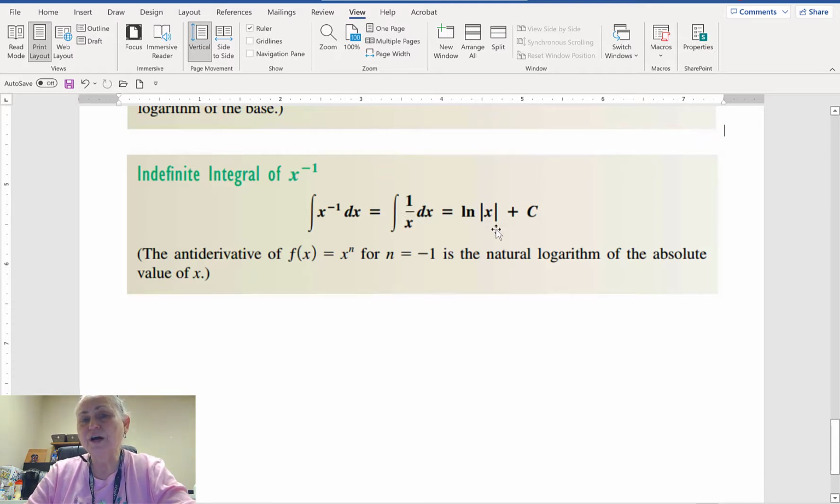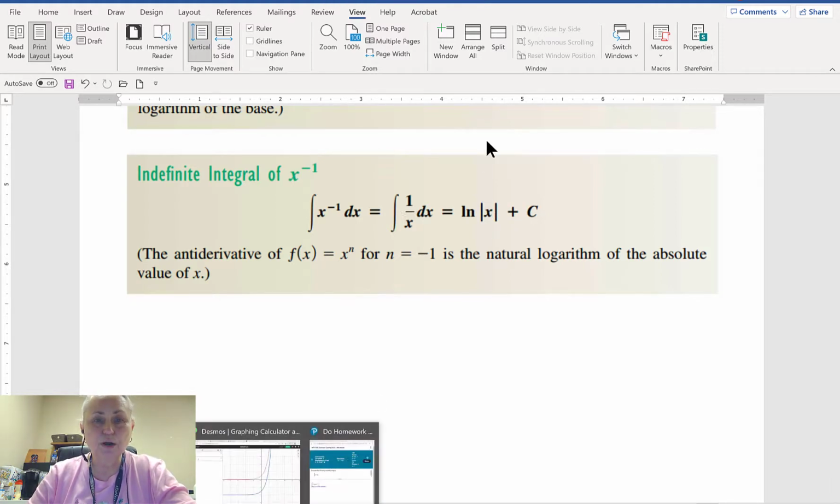You cannot take the log of a negative value. Think about what the natural log means, okay? The natural log means a base of e. e is a number, it's about 2.7. When you raise the number 2.7 to any power, it's going to always come out positive. So the natural log is always going to be a positive number, and that's what these absolute value bars mean.